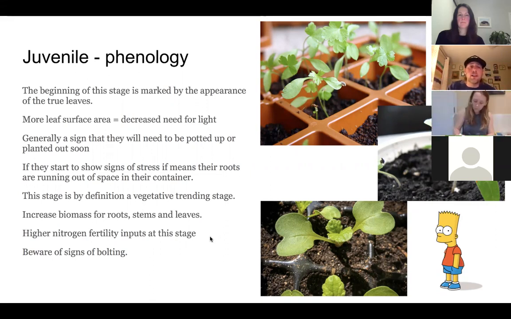Another important thing in this stage of growth, you're going to want to use a fertilizer source, whether it's compost or another, we'll get into all that later, but you want to use something that's higher in nitrogen, because nitrogen is the nutrient that stimulates vegetative growth. So I'll expand on that later, but it's important to mention that now. And I'll mention these signs of bolting in a couple slides.